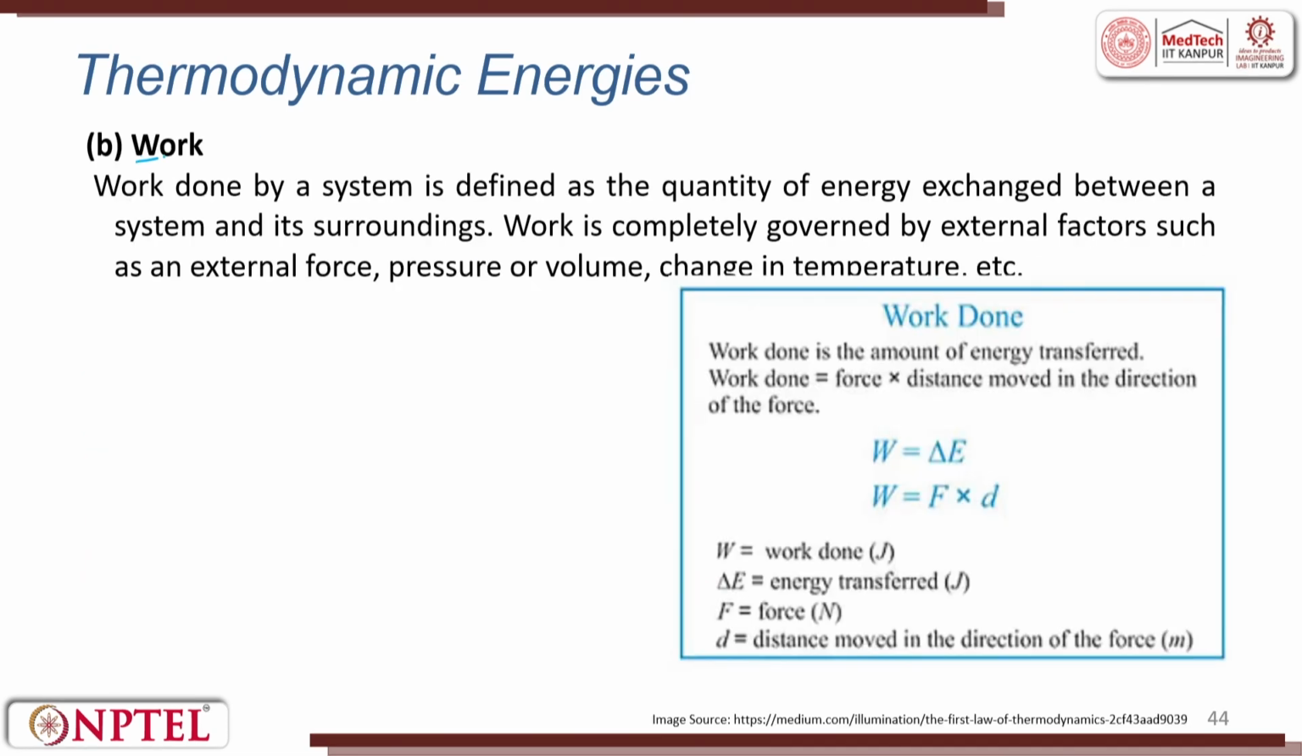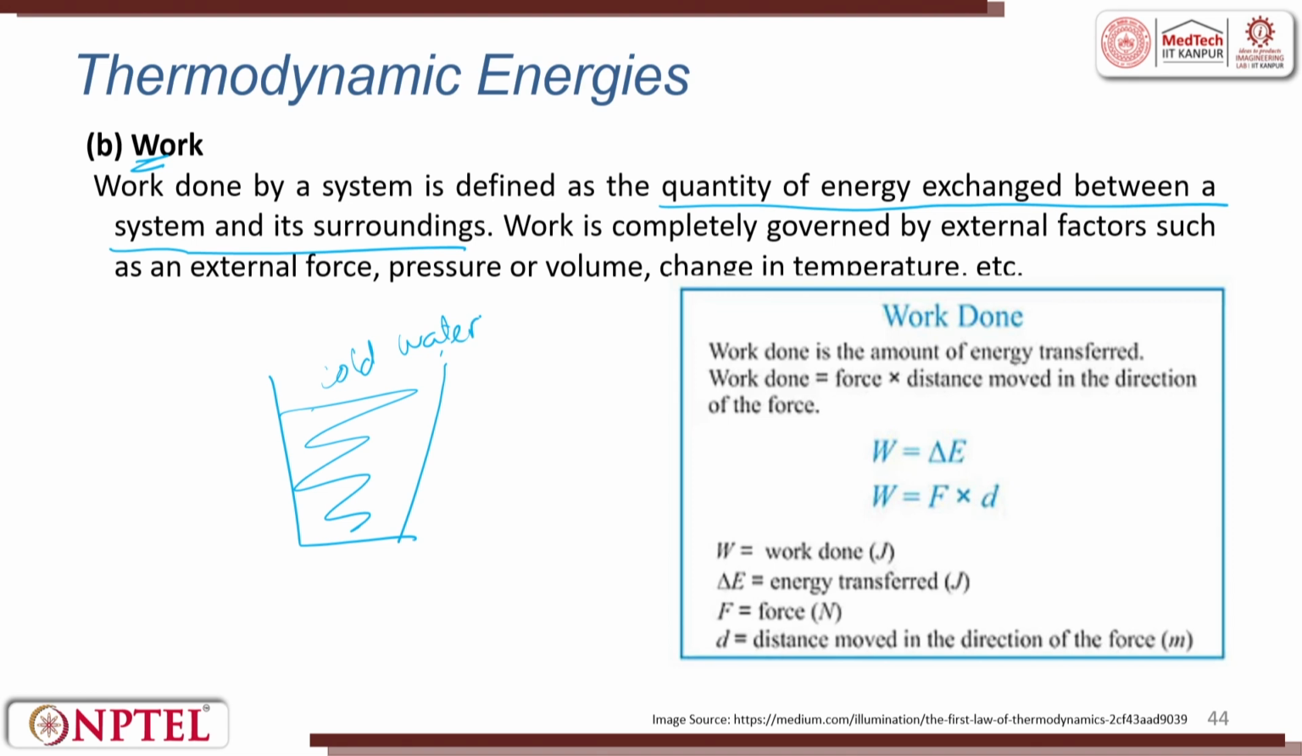So, now the next energy is work. Work done by the system is defined as the quantity of energy exchanged between a system and its surrounding. If I throw heat outside, it is work done. When I throw cold air inside, work done. Work done by a system is defined as the quantity of energy exchanged between a system and its surrounding. Take this glass tumbler which you fill with cold water. Now, the exchange that happens between the system and the surrounding is nothing but the work, right.